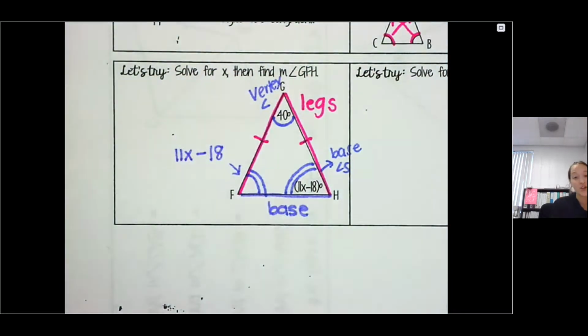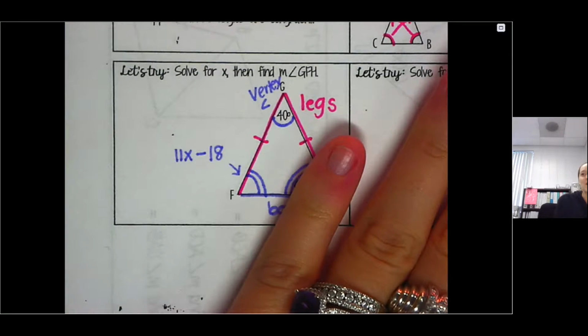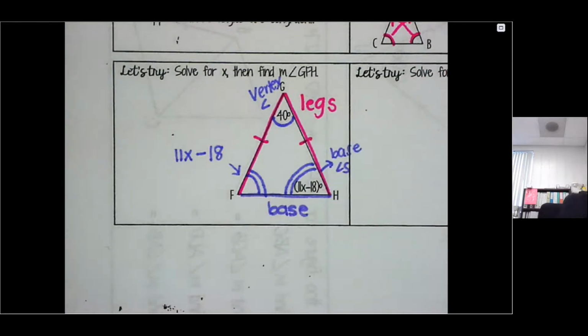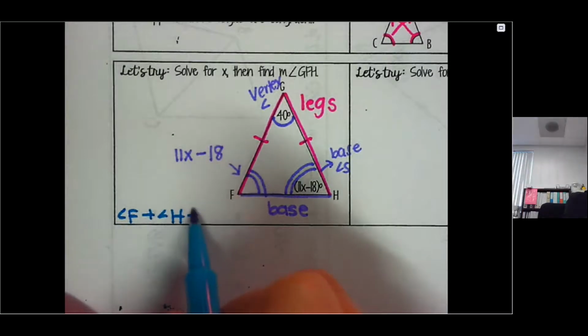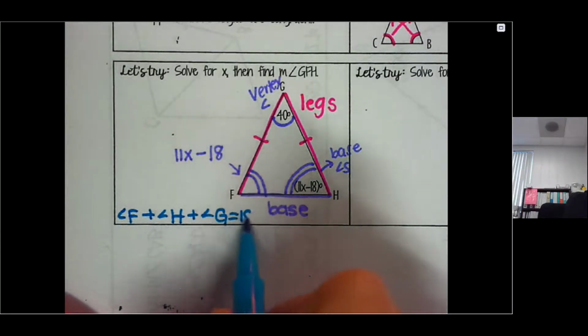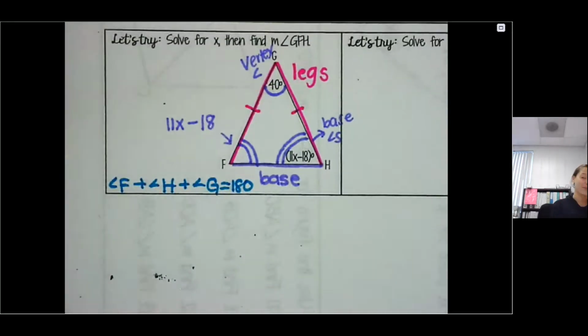Sure, set up the equation. 11x minus 18 plus 40. Oh, you just did the same thing Kiki just did. You better add all 3 of the angles together, friend. You're only adding 2 of the angles. That means it's not closed anymore. You're only adding half of it. You got to add all 3. So you have to add together angle F, angle H, and angle G, and set it equal to 180. All 3 of them. If you only add up 2, you're not going to get the right answer.